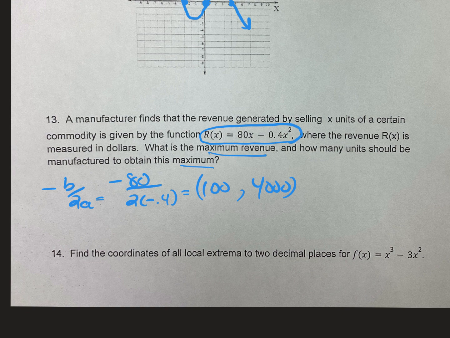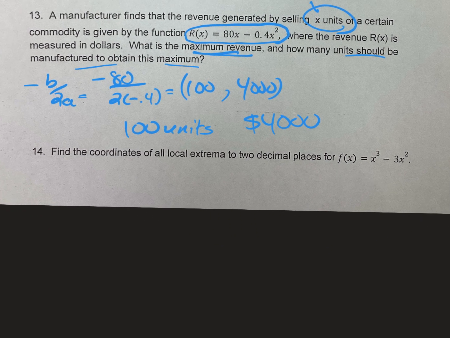Okay, so here we go. x is how many units? It says x units. So how many units should be manufactured? Should be 100 units manufactured. Then it says what is the maximum revenue measured in dollars? $4,000, because that's the vertex. That's the maximum point. That'll be like on your test tomorrow too. It'll be a parabola problem.